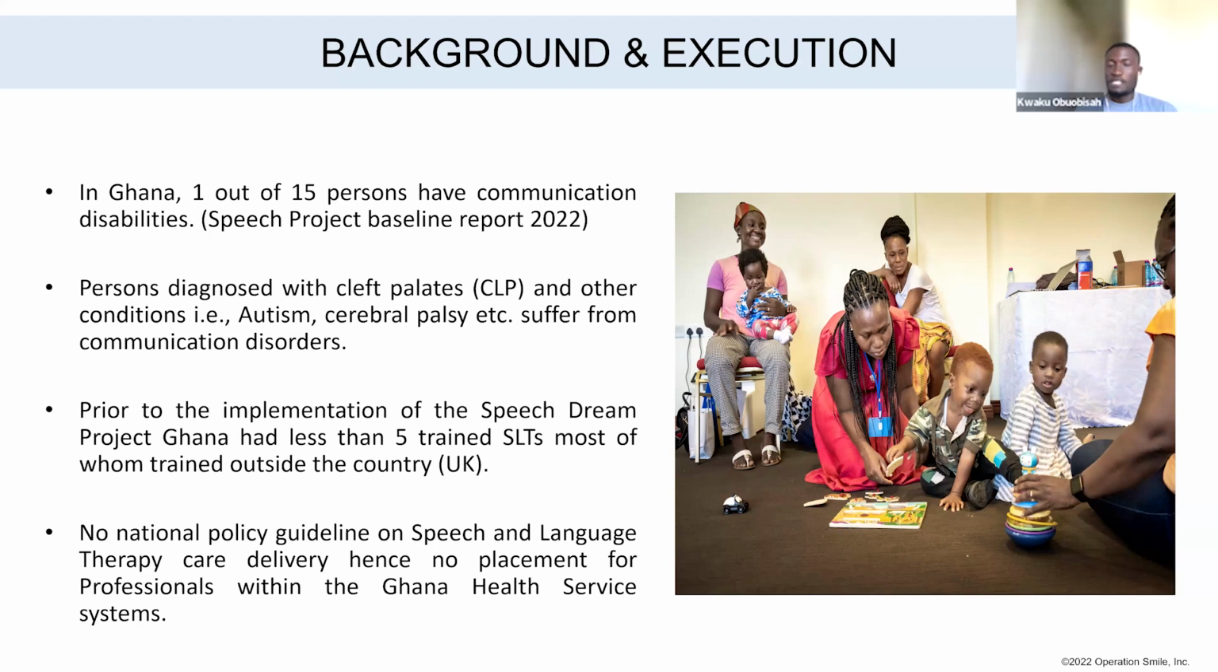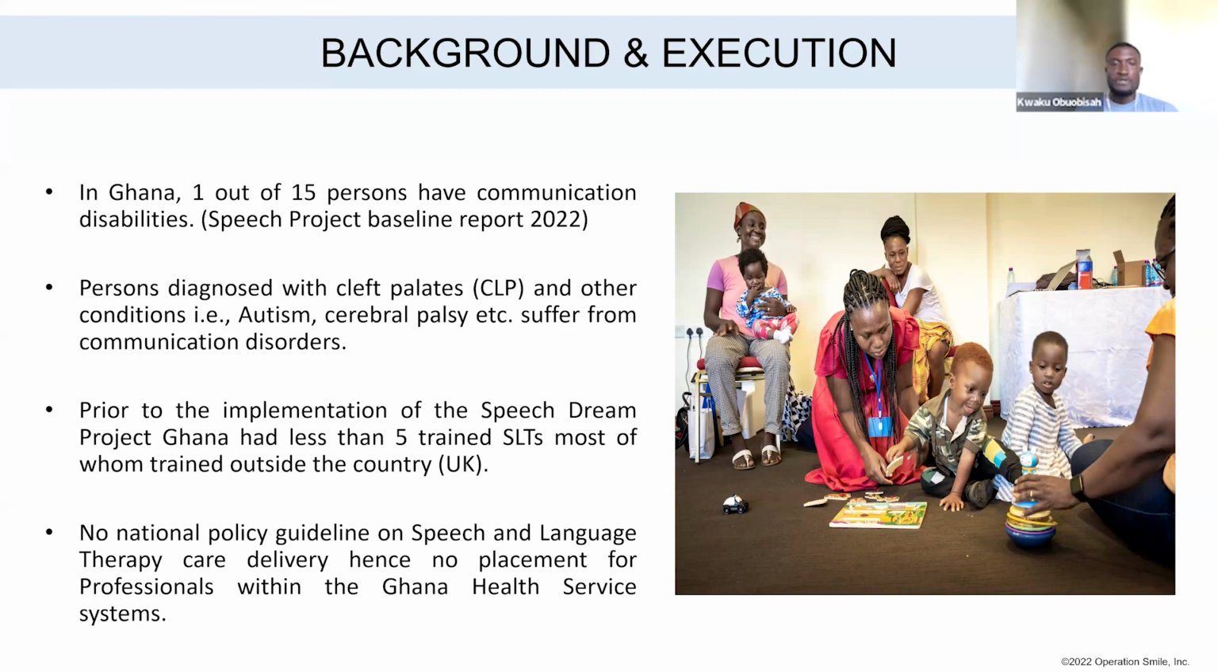Now, what led to the execution of this Speech Dream project? Prior to the execution of this project, a baseline was conducted, and from this baseline, findings that led to the execution of this project were set in motion. We realized that out of every 15 children that we encountered, 1 of them suffered from communication disorder, be it onset fluency, other communication disorders that probably they didn't even know, other behavioral conditions that they presented with. And we also found out that it was not only children who suffered from cleft lip and palate who had communication disorders, but other conditions like cerebral palsy, autism, Down syndrome also affected the communications of children as well.